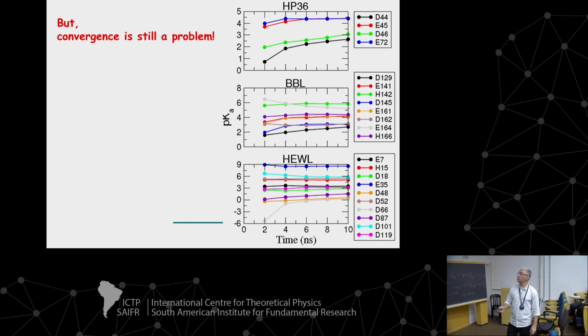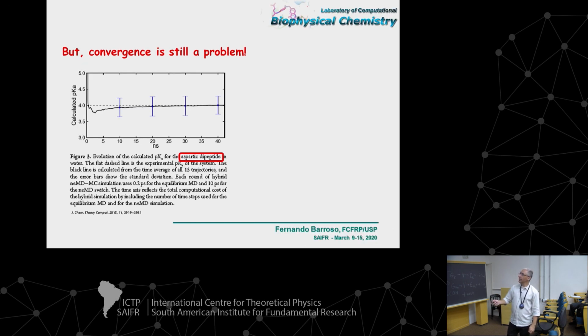And smaller proteins, of course. In the case of Benoit Roy, the results are even more critical. Here he has a dipeptide, so we are talking about 2 amino acids together. And in this case, using his method, it takes about 40 nanoseconds to reach convergence.